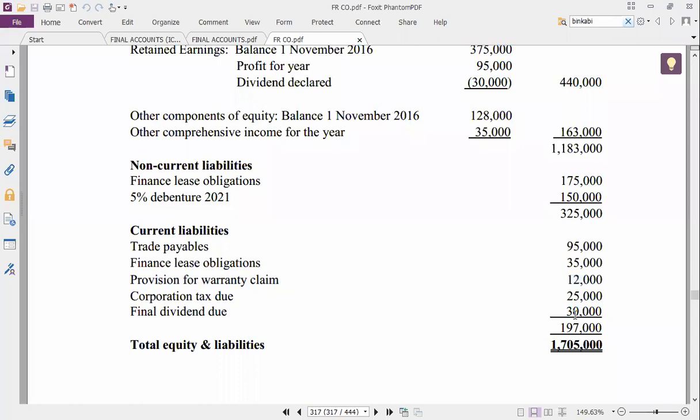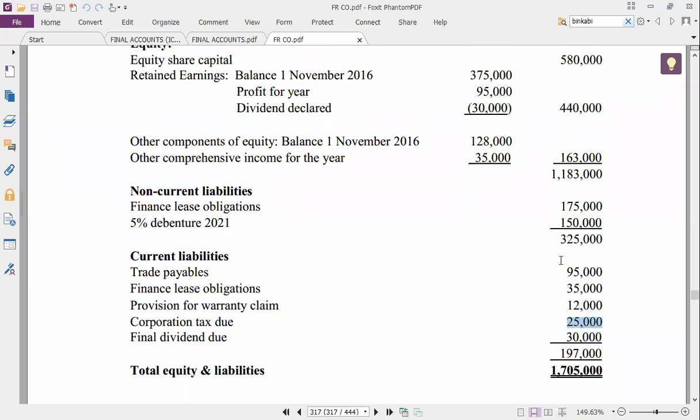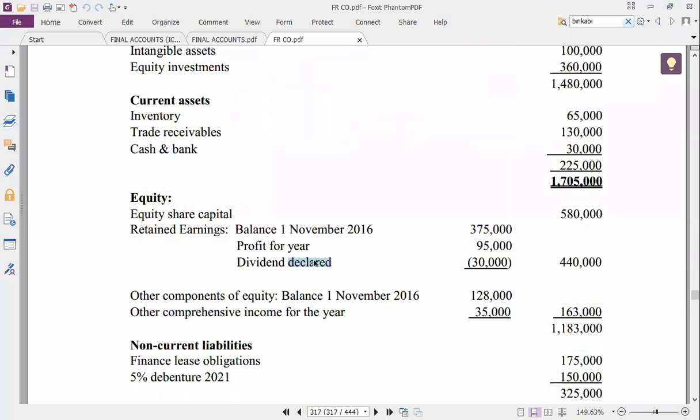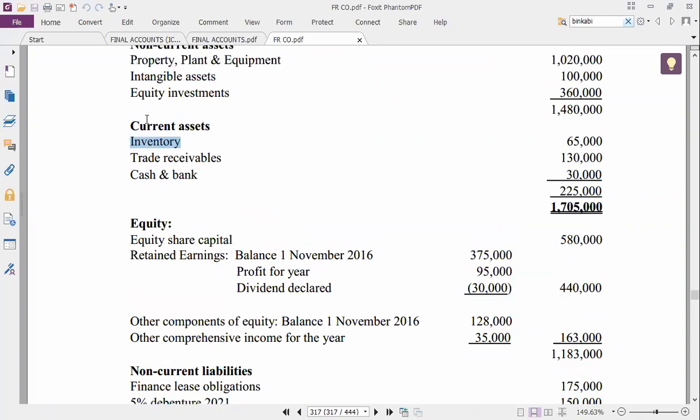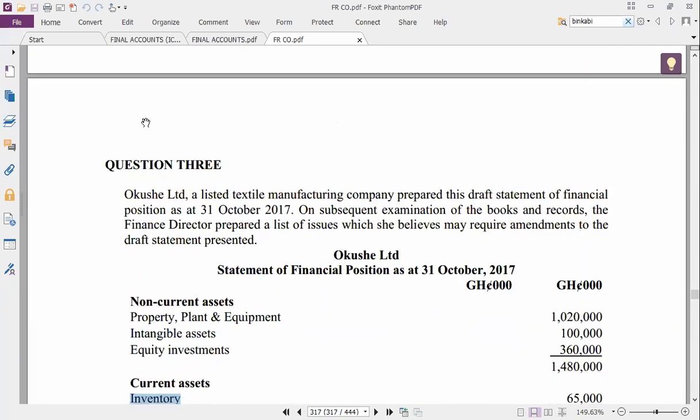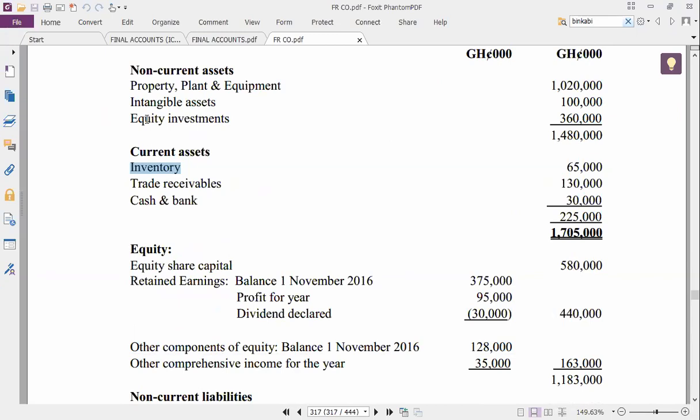Final dividend, no notes, corporate tax, no footnotes. Dividend declared here, nothing will change. Your final profit after tax, your final adjustment figure, come and replace it by this, and that's the end of the game. Good. Cash and bank never change. Inventory never change. Intangible asset never change. So no matter what, you have a lot of free marks to pick.